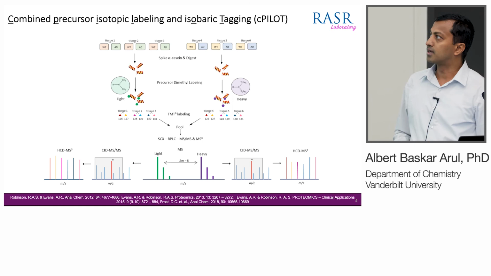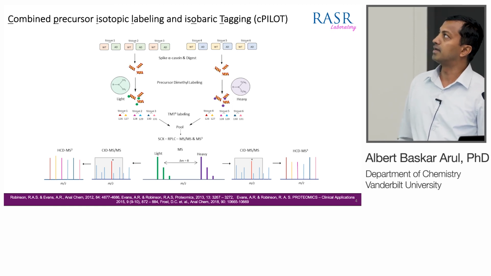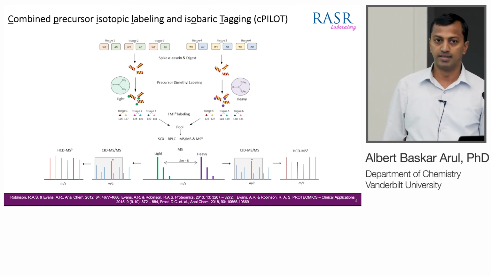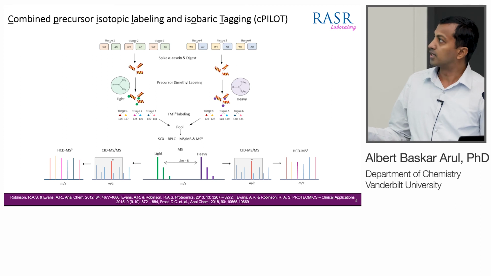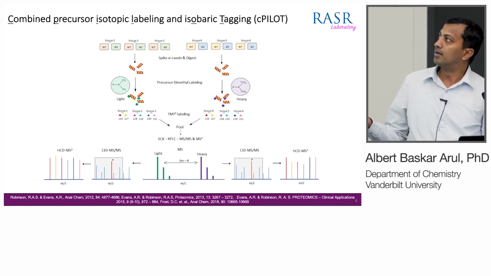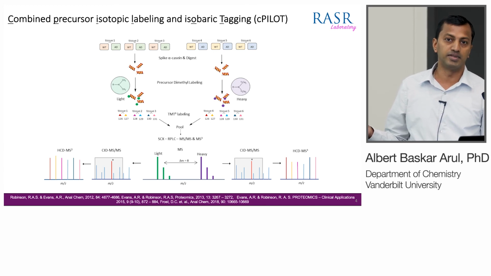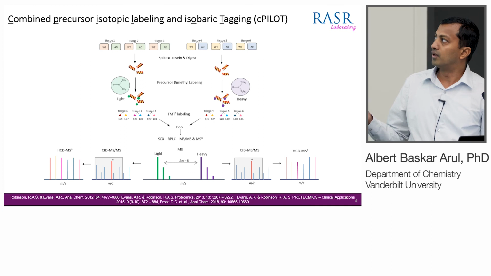This slide shows a combined precursor isotopic labeling and isobaric tagging protocol, which has been developed by our lab, and this is an enhanced multiplexing strategy. Consider you have 12 wild type and diseased tissues you want to analyze. You can randomly group them into two groups. The first group follows a low pH light dimethylation and then undergoes TMT tagging using the commercially available TMT tags, and the other half of the group undergoes a heavy dimethylation.